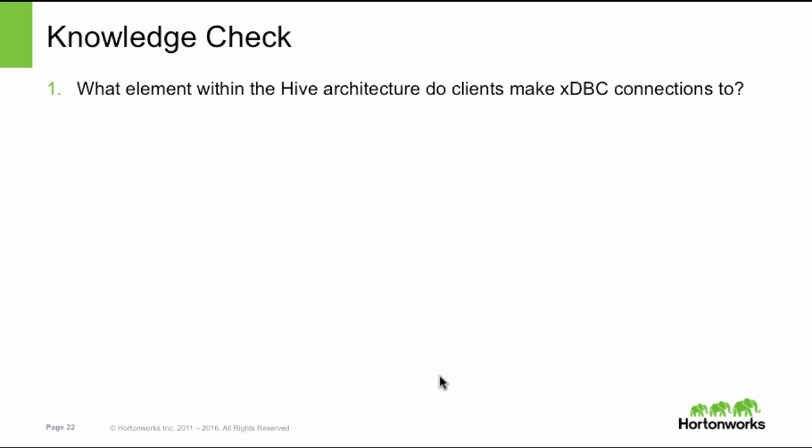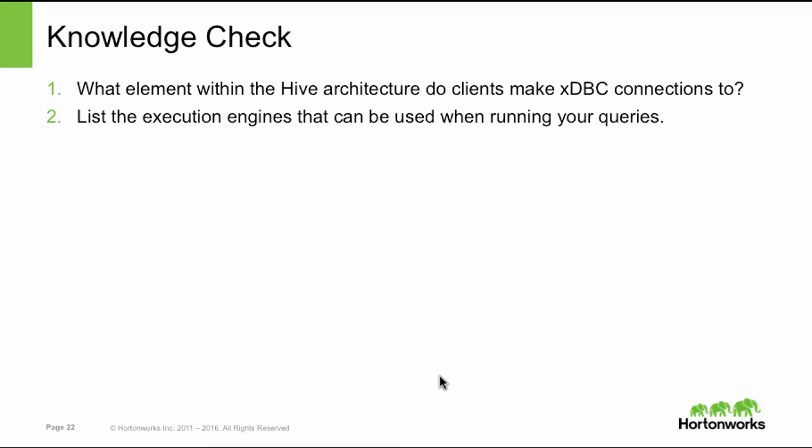So maybe we'll go back to the architectural slide. What element, what component in Hive do clients using ODBC or JDBC connect to? That was called HiveServer2, the main place that maintains those sessions, those connections. And we just talked about this one, so I think you get at least one on what are the execution engines that Hive can use. Well, I just said one of them, Tez, the other one's MapReduce. And as of HDP 2.4, that's our option. Sometime in the future, most likely, Spark will also be introduced.